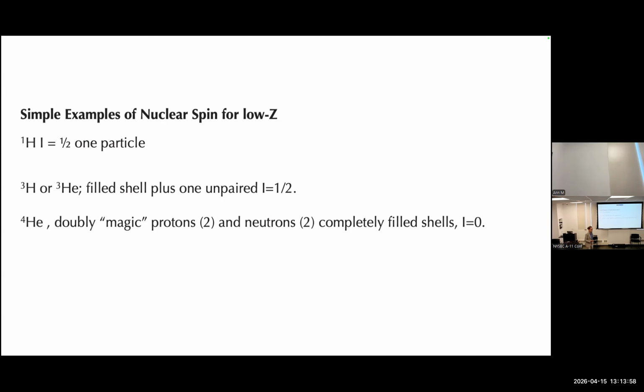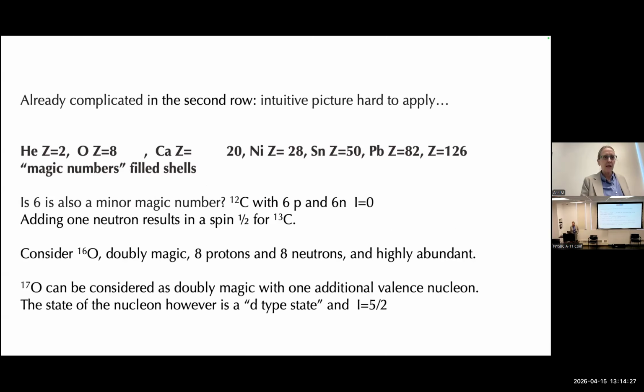Sometimes it's easy to understand what's going on, and I picked some examples where you might understand. So the proton only has the one particle. It just has the properties of a proton, spin 1/2. Tritium or helium-3, you have a totally filled shell closed off, and then you add 1, it's also I equals 1/2. Helium-4 is a doubly magic state, a completely filled shell, and it has I equals 0. So some of these are pretty straightforward.